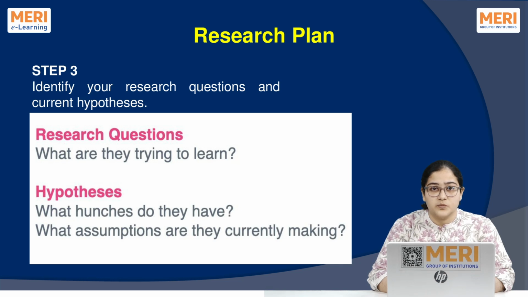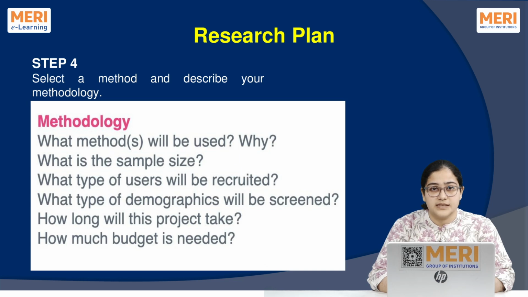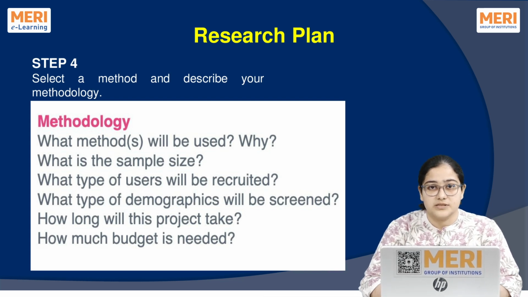Research questions define what the study aims to discover, while hypotheses are assumptions that researchers want to test. The fourth step is selecting a research method and describing the methodology. This includes deciding whether the research will involve observations, interviews, surveys, usability testing, or other techniques. A clear methodology ensures that the research process is organized and systematic.